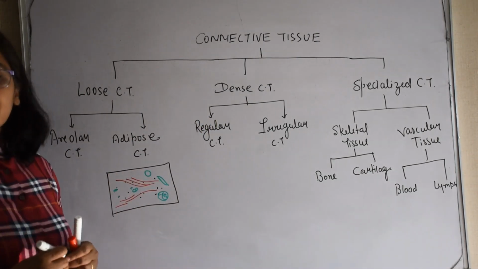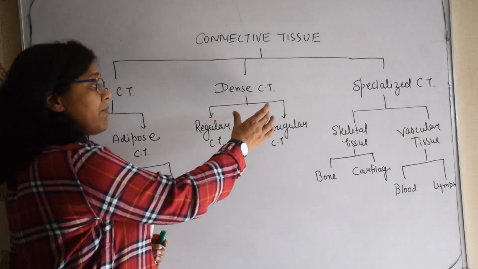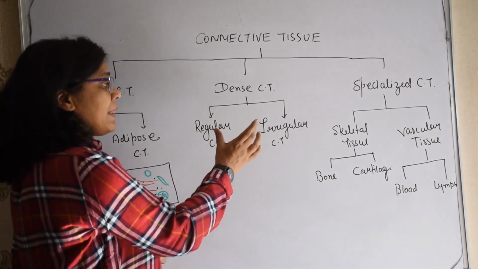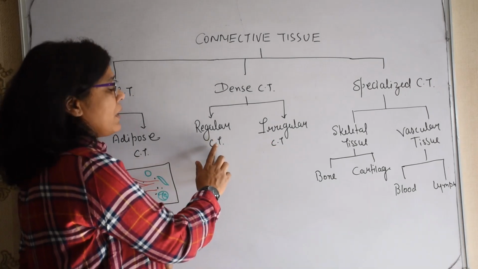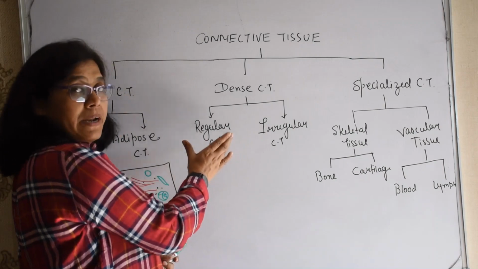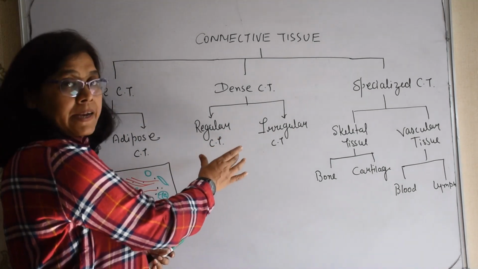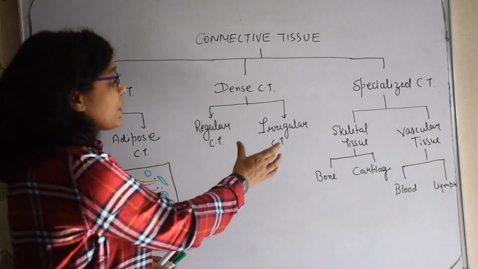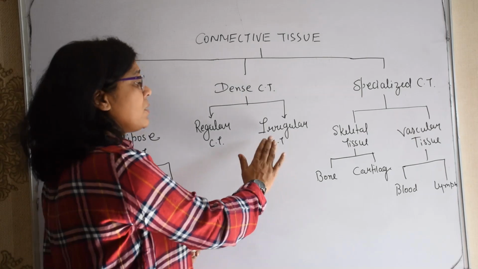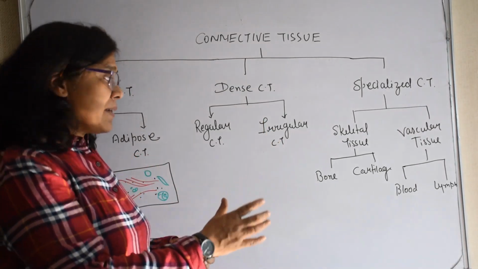In dense connective tissue, the cells and the fibers are compactly arranged in the matrix, and it is of two types, regular connective tissue and the irregular connective tissue. In regular connective tissue, fibers and cells are arranged in proper orientation. In irregular connective tissue, there is no proper orientation of cells and fibers arrangement in the matrix.